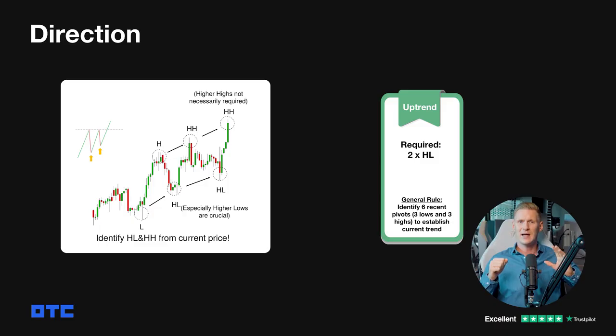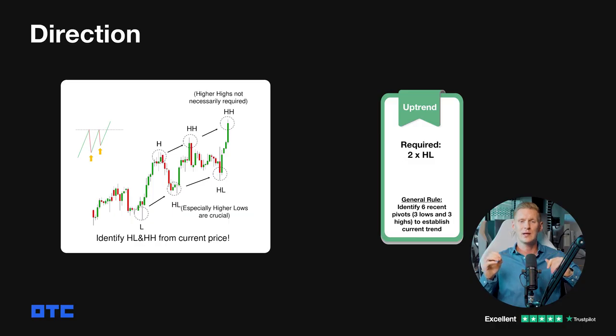Once these pivot highs and lows are identified, we sequence them from left to right. In this example, the sequence shows a low followed by a high, then a higher low, a higher high, another higher low, and finally another higher high. This pattern confirms the presence of an uptrend, as an uptrend requires at least 2 consecutive higher lows.